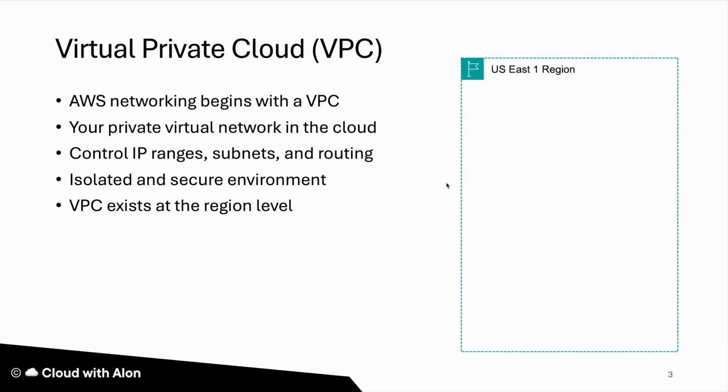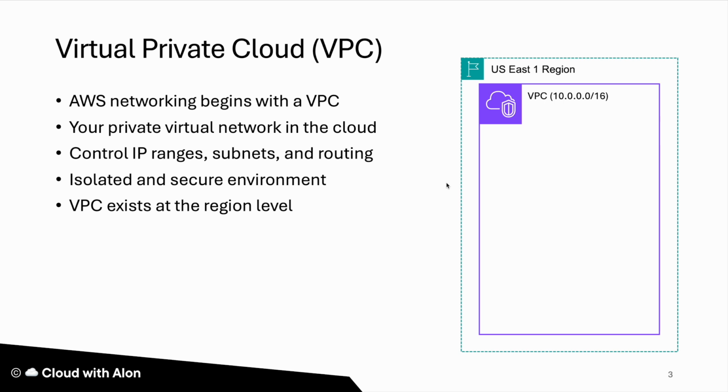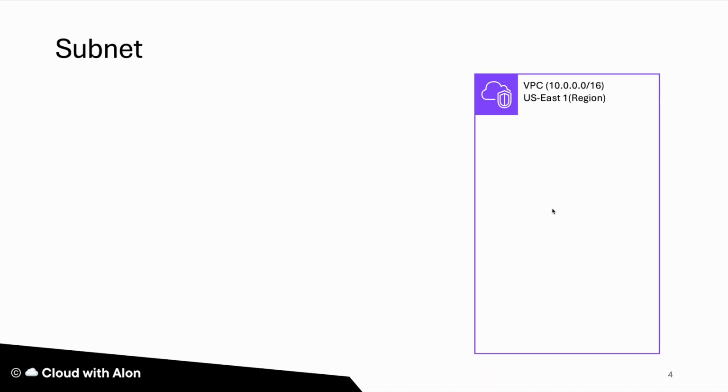One important thing to note is that a VPC exists at the region level. Without a VPC, you cannot launch network-dependent resources like EC2 instances or RDS. For example, if we create a VPC with a network range of 10/16, this will be the foundation for everything inside. Next, we have Subnet.